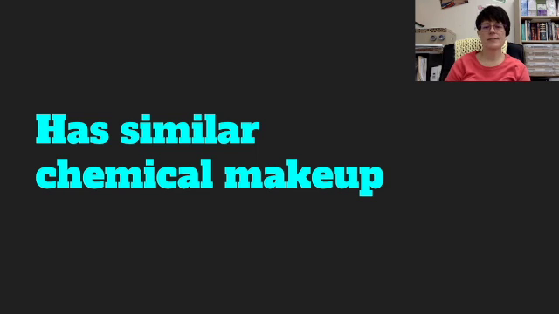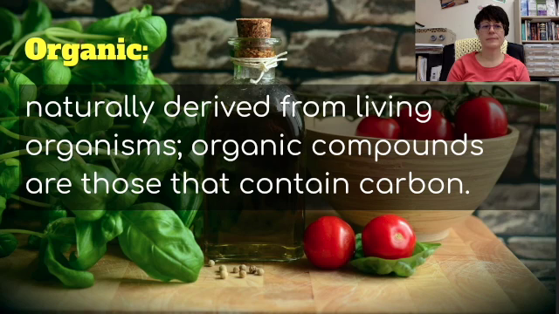They also have similar chemical makeup. Living things tend to be made up of organic compounds. These are naturally derived from living organisms. Organic compounds are those that contain carbon and also hydrogen. Okay, so in the back, we tend to use organic to mean foods that are not grown with pesticides, but that's not the case here. Organic means that it contains carbon and hydrogen compounds.